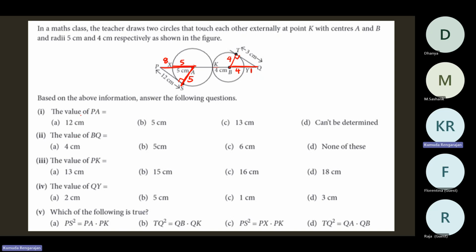Okay, now let's answer the questions. Find the value of PA. PA, 13, correct? 13, ma'am. Next one, BQ. 5 centimeter. PK. 18, ma'am. This one is 5, radius 5. So 13 plus 5, 18. Next, QY. 1 centimeter.